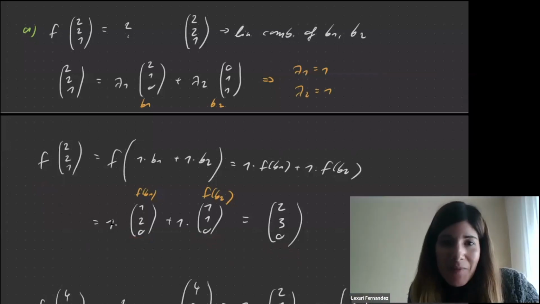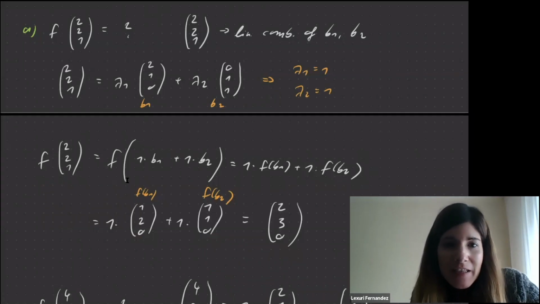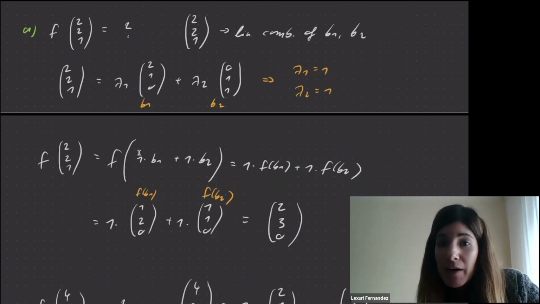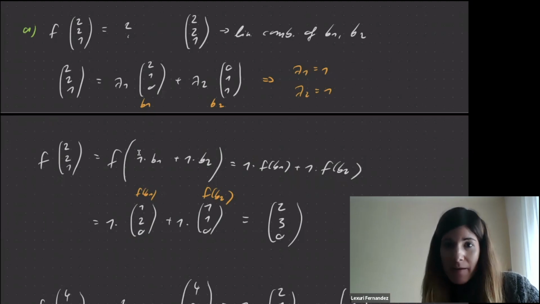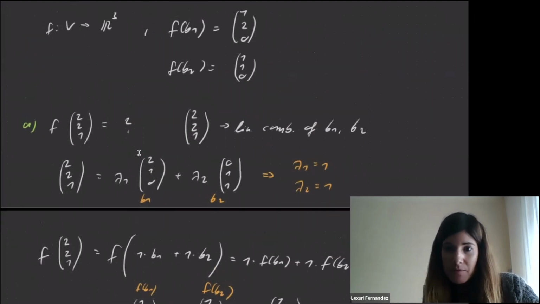Okay, and the same person did rephrase the question we didn't understand, and it says, why do we take b1 and b2 to get the lambdas and not the results of the function? So why b1 and b2 and not f(b1) and f(b2)? This is what I understand.